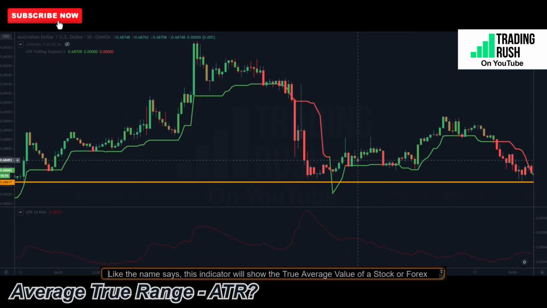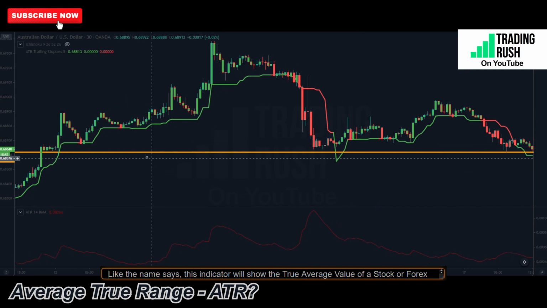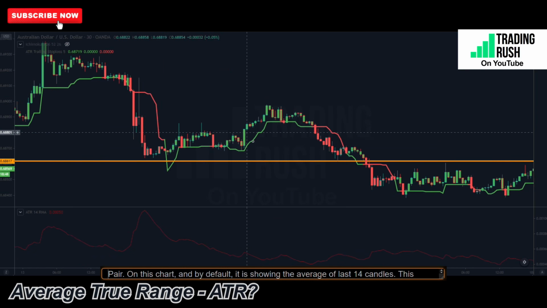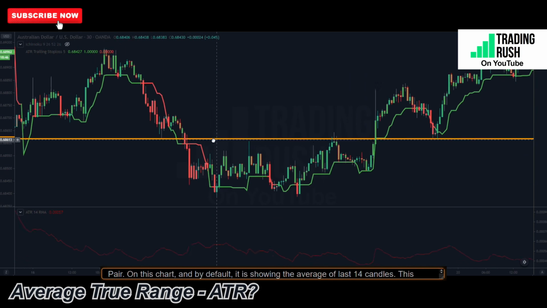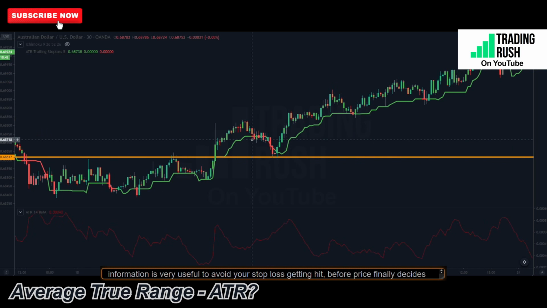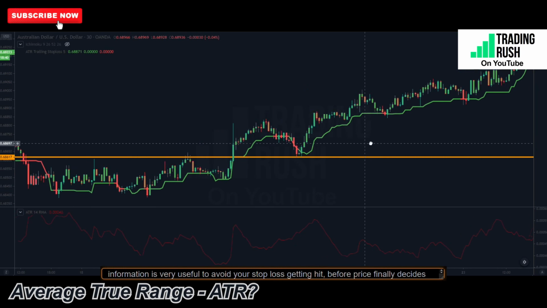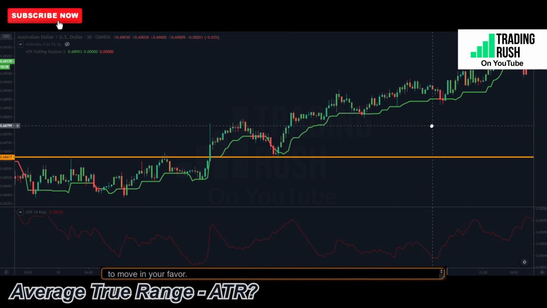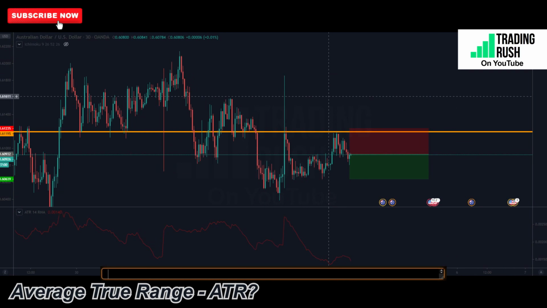Like the name says, this indicator shows the true average range of a stock or Forex pair. On this chart, by default, it is showing the average of the last 14 candles. This information is very useful to avoid your stop loss getting hit before price finally decides to move in your favor. Let's look at an example.